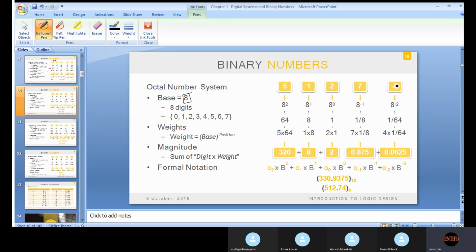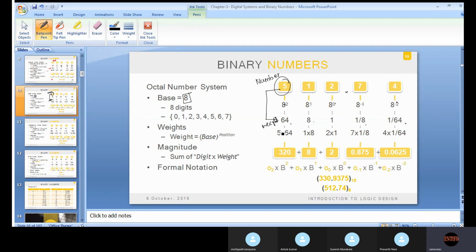So we will start from here, 4 at minus 2, and here 512.74, with positions minus 2, minus 1, 0, 1 and 2. So 8 square is 64. Okay, 8 power 1 is 8, 8 power 0 is 1, 8 power minus 1 is 1 by 8, 8 power minus 2 is 1 by 64. So this number into what you are doing, weight. Okay, number into weight.